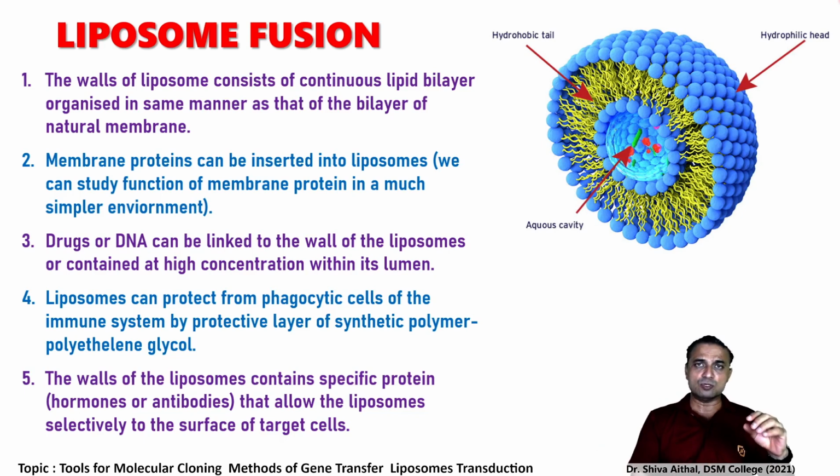Even drugs are being used. Drugs, DNA, RNA, proteins can be linked to the wall of the liposome, which can also contain them highly concentrated at the center. Liposomes can protect the entrapped material, in our case the DNA, from phagocytic cells of the immune system when it is introduced in gene therapy inside humans.